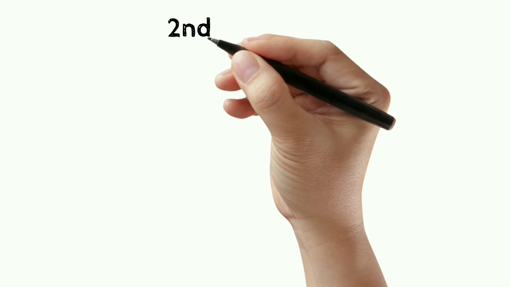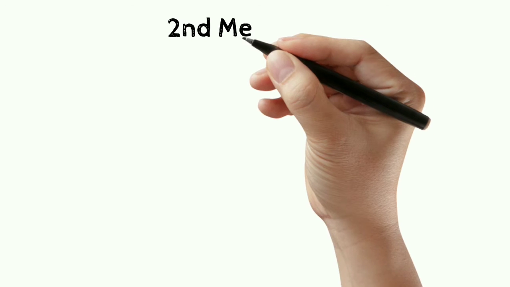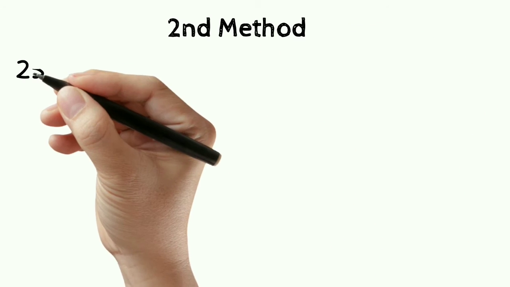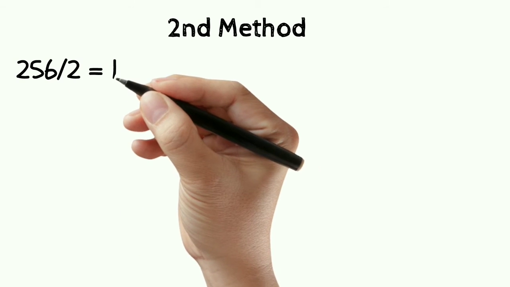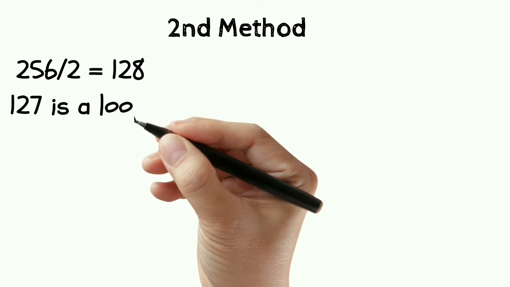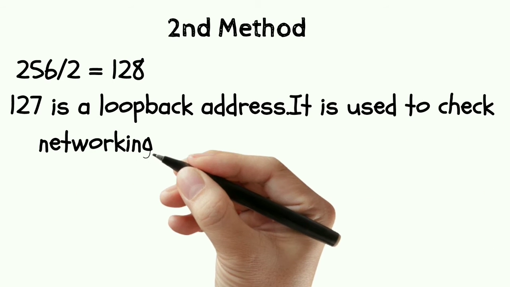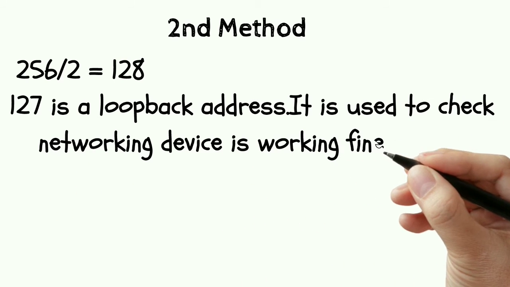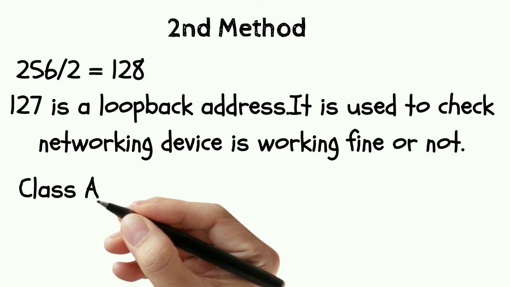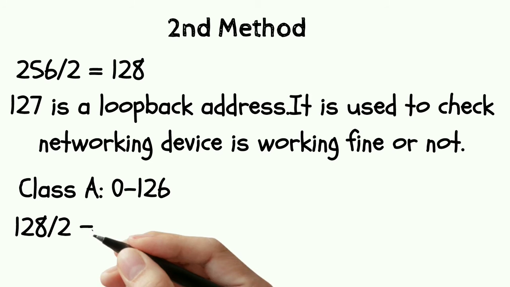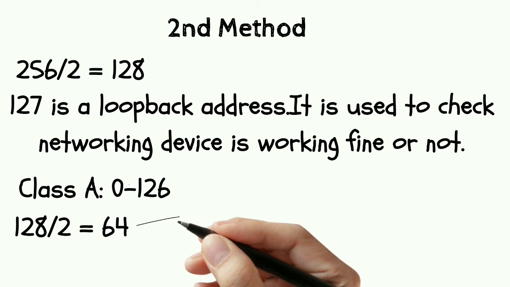There is one more method to remember the IPv4 class ranges. Divide 256 by 2, which is 128. Here 127 is a loopback address. It is used to check whether the networking device is working fine or not. So class A has a range from 0 to 126.